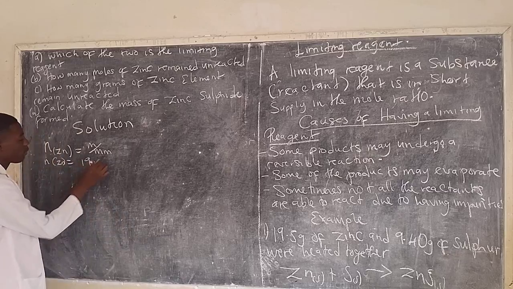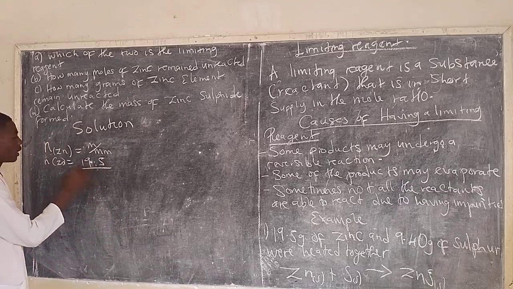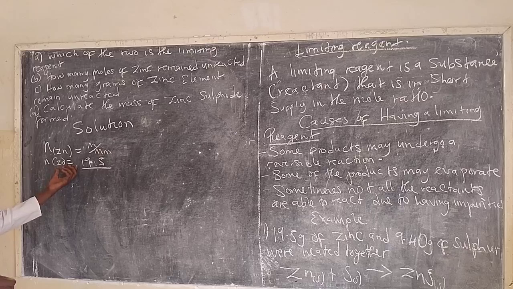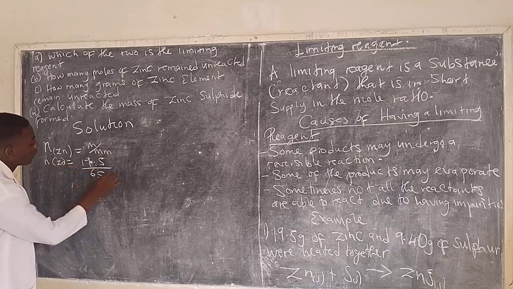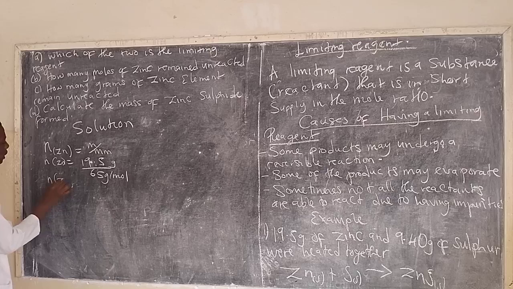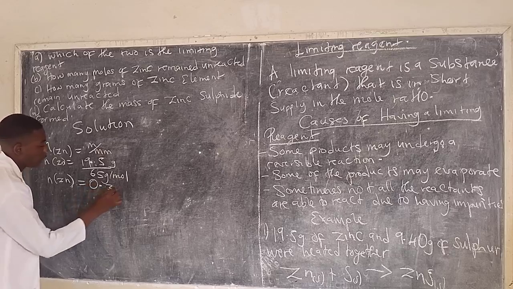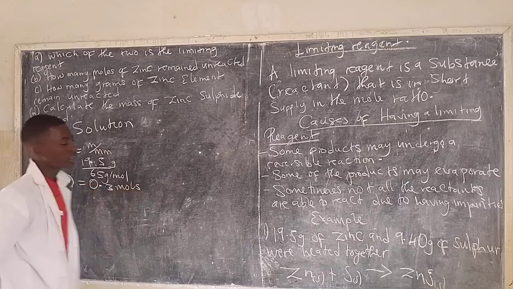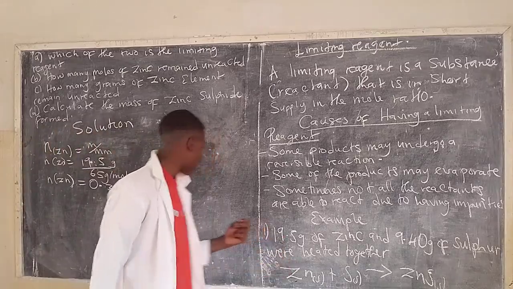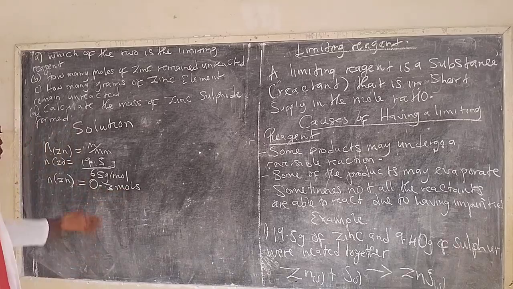The mass that we have been given is 19.5, so we are going to say 19.5 over the molar mass of zinc, which is 65 grams per mole. When we do our calculations, the number of moles present in zinc is equal to 19.5 divided by 65, which gives 0.3 moles. So in this mass of 19.5, there are exactly 0.3 moles of zinc.